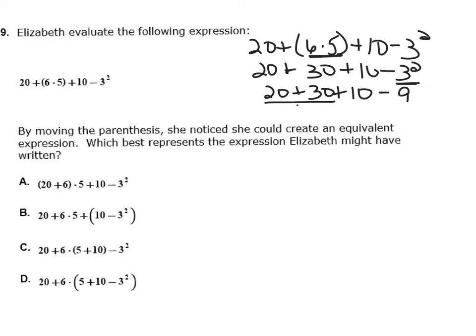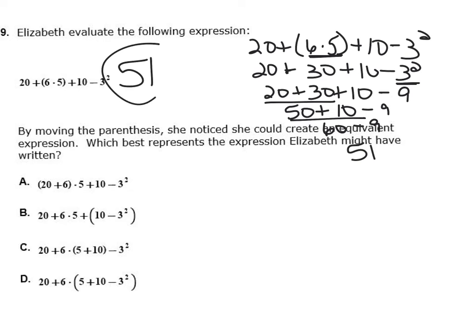So now we go left to right. So that's 50 plus 10 minus 9. 50 plus 10 is 60 minus 9. That's going to be 51. So the answer to this is 51. And that's what we're looking for in the other ones. So let's go ahead and do each one of them.